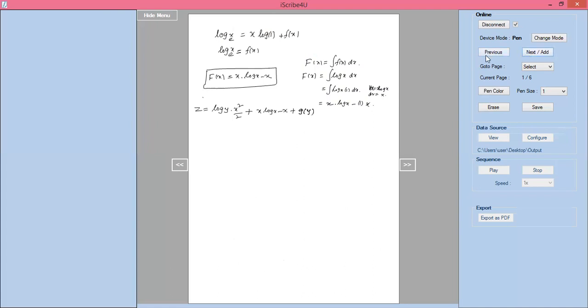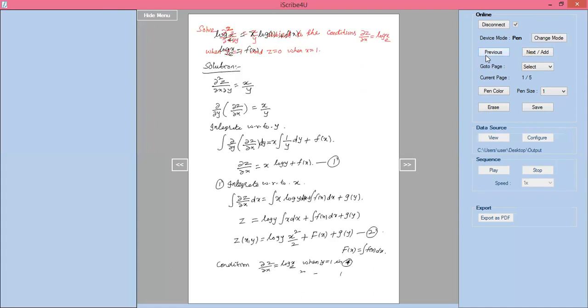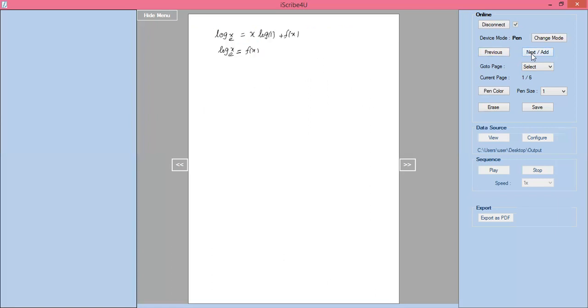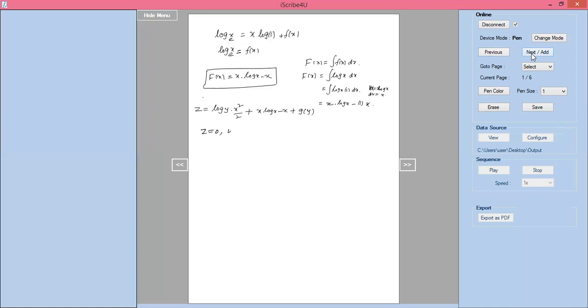Now what is the condition? Another condition is nothing but z equals 0 when x equals 1. If you give z equals 0 when x equals 1, the left hand side is 0: log y into 1 square by 2 plus x into log x, which is log 1, minus 1 plus g of y. 0 equals log y here. Log 1 is 0, minus 1 plus g of y. Now g of y equals 1 minus log y. This is the value of g of y.